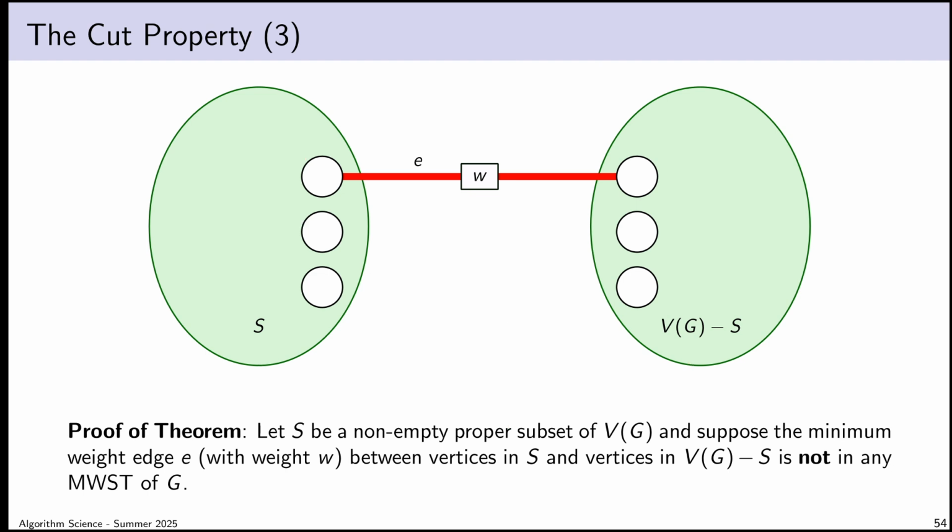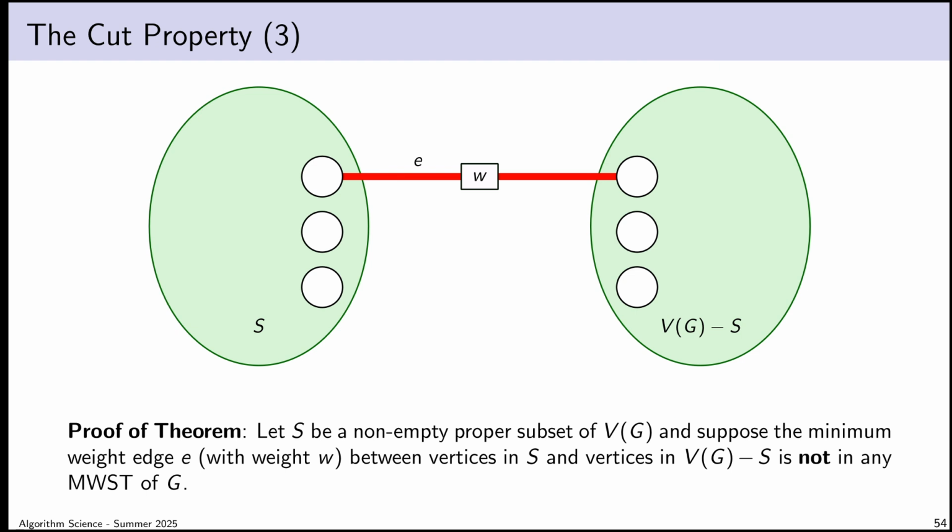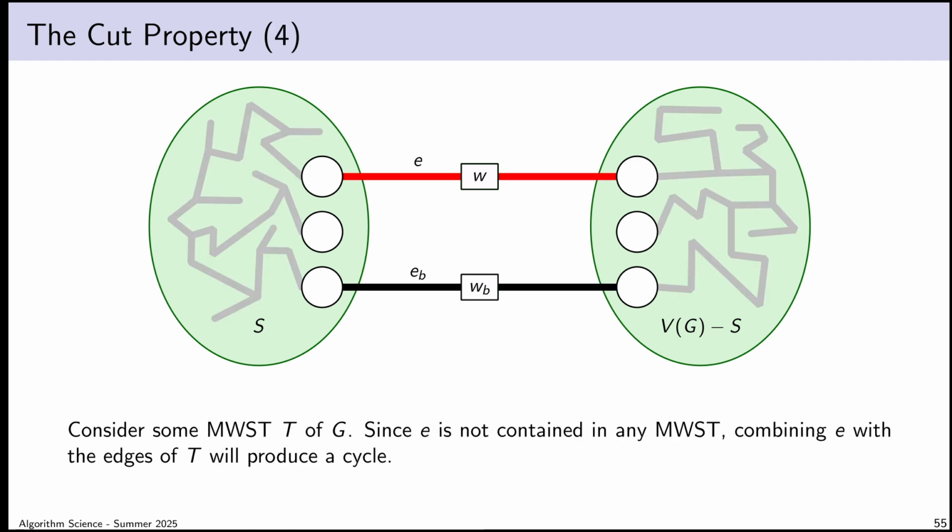Okay, so let S be some proper subset of the vertices, and suppose that the minimum weight edge, we'll call this edge E, with weight W, between anything in S and anything on this side, the minimum weight edge that bridges between these two pieces, is not in any minimum weight spanning tree of G. So of course we can see this is going to be a proof by contradiction.